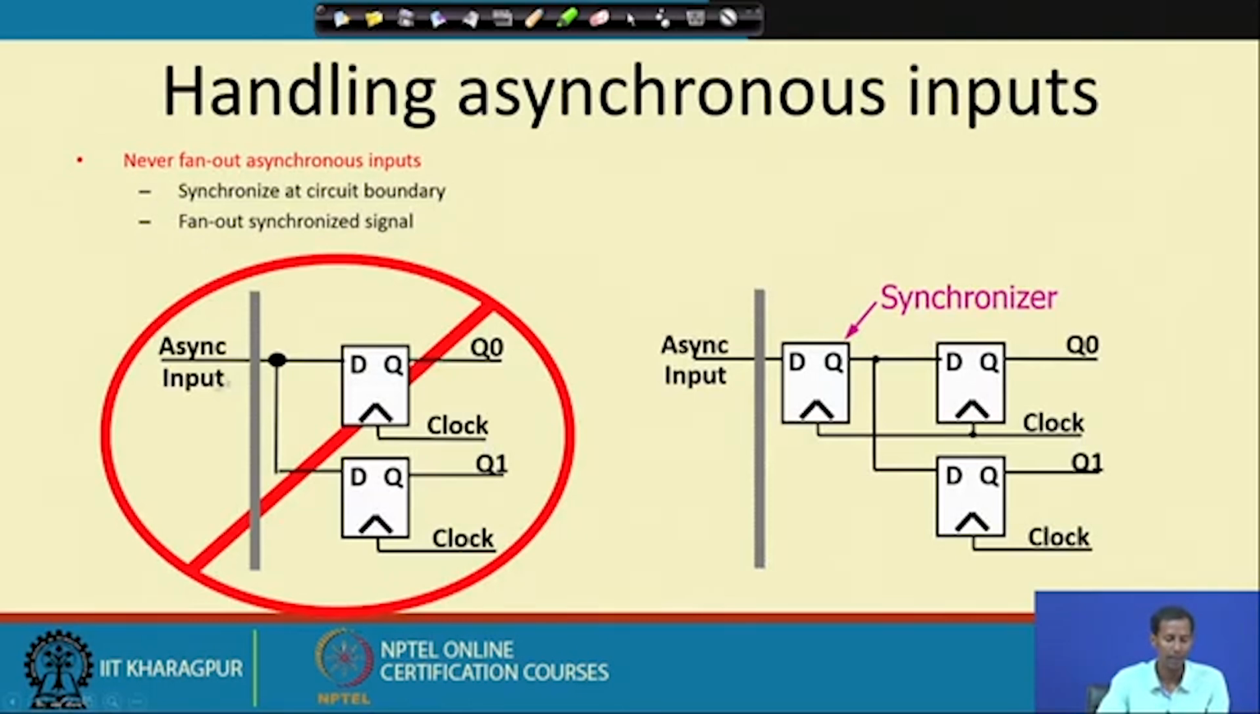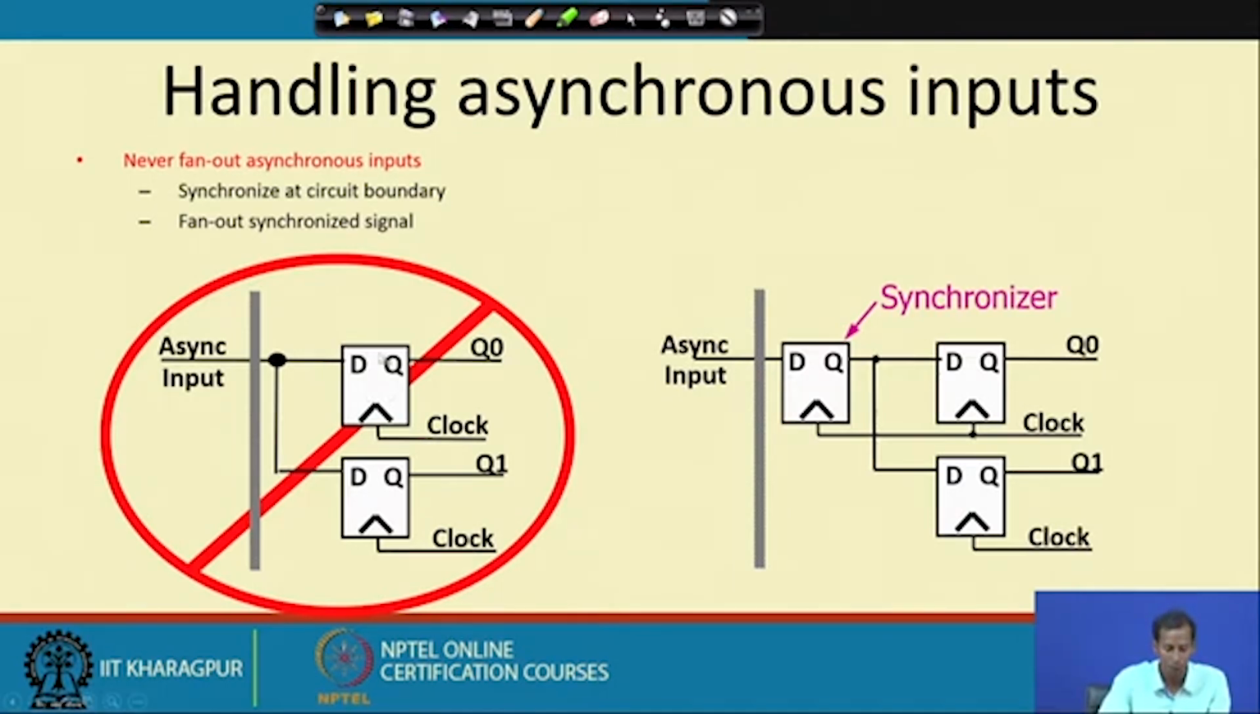Suppose I have an asynchronous input like this, and I connect it to two different D flip flops which are clocked at different times. The asynchronous input will reach D1 at a different time and D2 at a different time. So, the input is not arriving at the flip flops at the proper time.